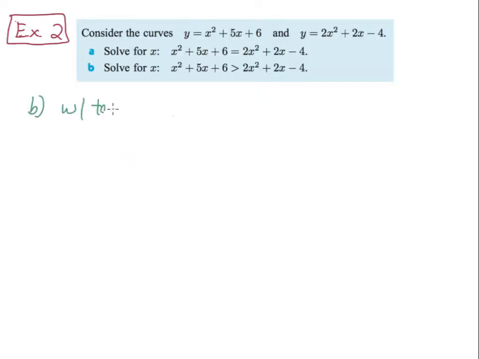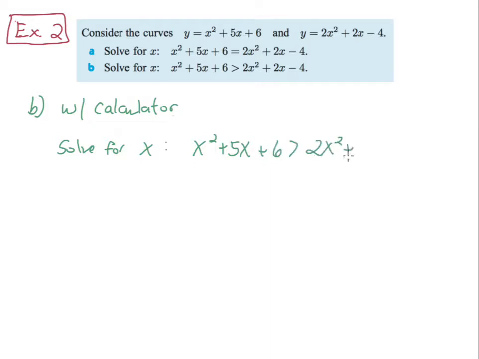Now let's look at part B. We're going to do part B with the calculator. So I want to figure out when x squared plus 5x plus 6 is greater than 2x squared plus 2x minus 4. I'm going to split this into two equations. So the first inequality is greater than y. I'm going to flip that over, and I got y is less than x squared plus 5x plus 6.